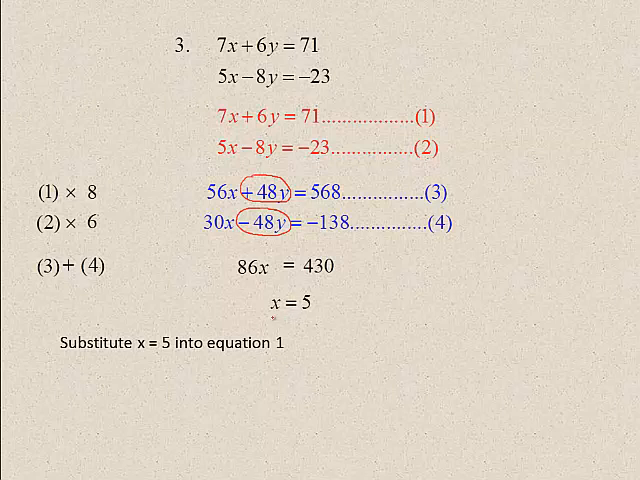And again, substitute x is equal to 5. You can put equation 1, equation 2, equation 3, equation 4. It doesn't make a difference. I'll use equation number 1. 7 multiplied by, what's the value for x? Yes, it's 5. Where did I get the 5? I have already calculated it. Plus 6 times y is equal to 71. 7 times 5 is 35. Correct. 6y is equal to 71 minus 35, which is equal to 36. And y is equal to, divide by 6, divide by 6. Y is equal to 6.